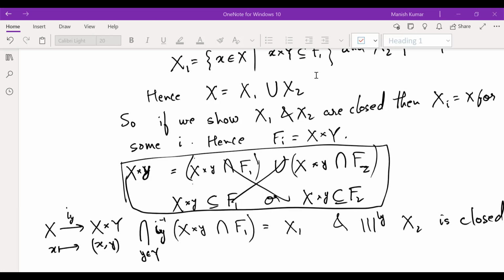Just think through this. This identity works, and that completes the proof. Any questions? Maybe you think about it. If it doesn't work out, maybe next time I'll explain again why X1 is closed. Okay, so maybe I'll stop here.